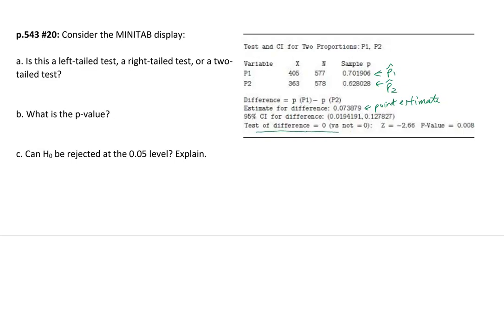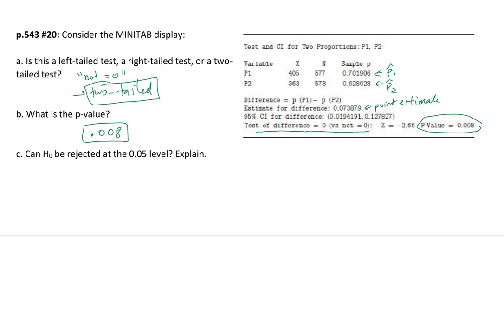So right here, this is our part A information. Test of there being a difference, so that you subtract and get 0, versus simply not 0. It would have said greater than or less than if it was a one-tailed test. But this is a two-tailed test. So the fact that it said not equal to 0 makes this two-tailed. And then what's the p-value? That's pretty clearly labeled on there. The p-value is 0.008.